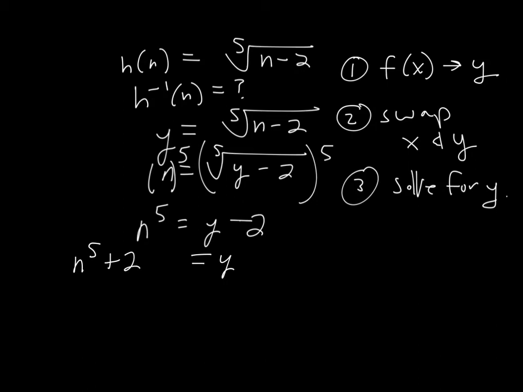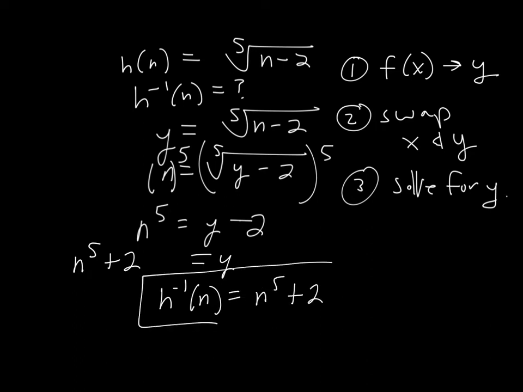And then when you're all done, you have it y equals. You want to rewrite it nice as h inverse of n equals n to the fifth plus 2. That last step there is really just rewriting it so you answered the question nicely.